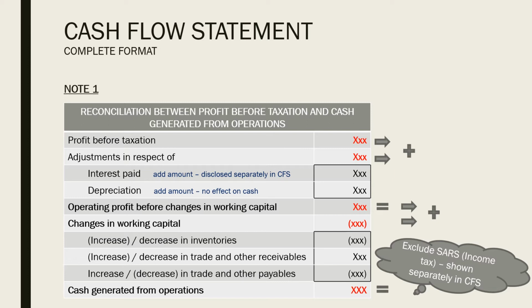What is important is that here by trade and other receivables, trade and other payables, remember SARS income tax can be, if it has a debit balance, it is going to fall under trade and other receivables. If it has a credit balance, it will fall under trade and other payables. But in the cash flow statement, we are going to exclude SARS income tax because it is shown separately in the cash flow statement. So when we calculate these changes in trade and other receivables or trade and other payables, we have to exclude the income tax.